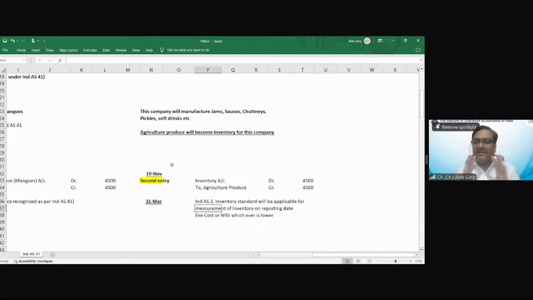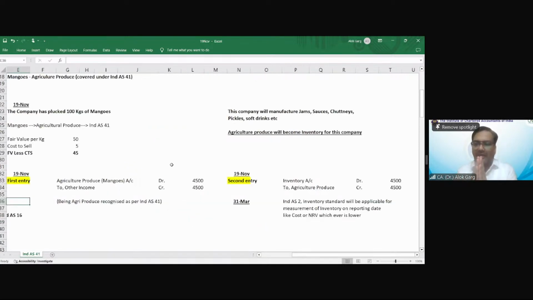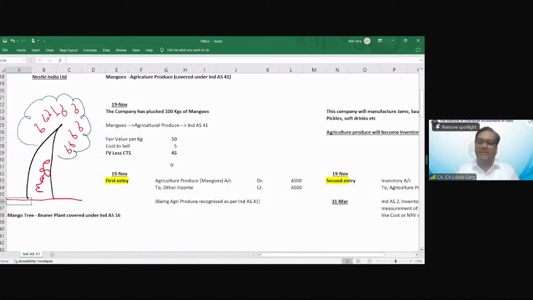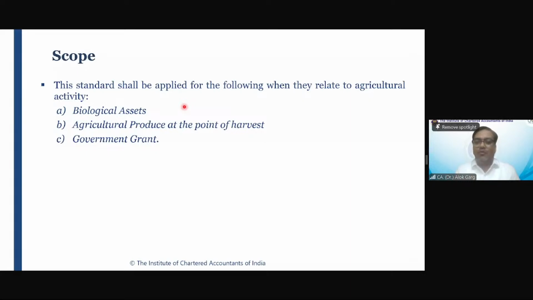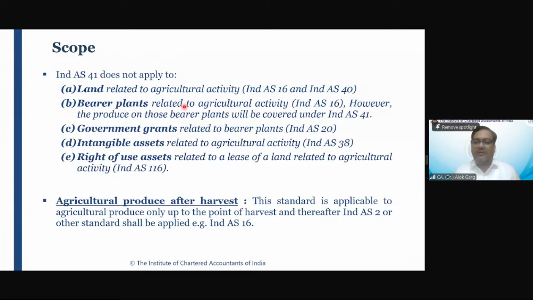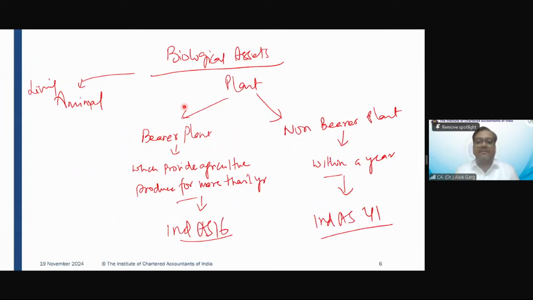Okay. Now, have you understood that this standard is applicable to the agriculture produce at the point of harvest, and beyond that, Ind AS 2 or other standard will be applicable? Correct? Let's go back to the presentation again. So we have covered this part, scope, right? What is included, what is not included, and agriculture produce after harvest.